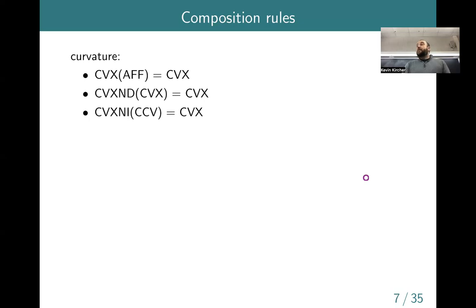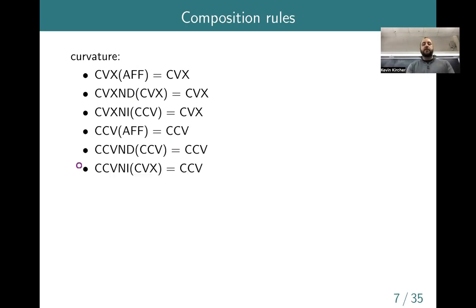We also talked about composition rules for curvature, convexity, concavity, linearity, and also for monotonicity. A convex function of an affine function is convex, regardless of the monotonicity properties or lack thereof. A convex non-decreasing function of a general convex function is convex. And a convex non-increasing function of a concave function ends up being convex as well.